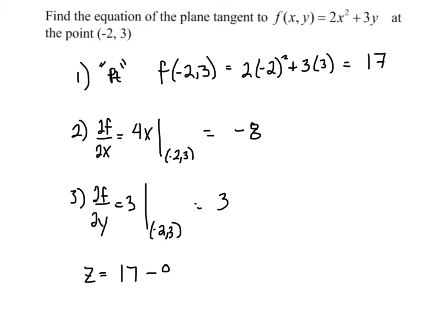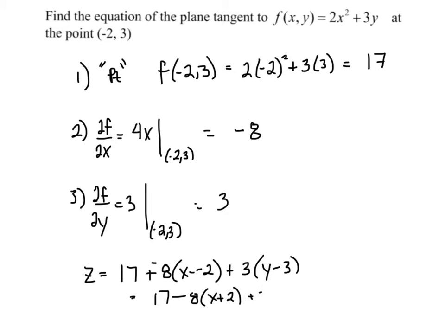So now, similar to when we did tangent lines, we have our point, minus, because it's minus, subtract 8, the x slope, and then x minus -2, which of course would be x plus 2. Maybe I should keep the signs as pluses for now. Plus 3, the y slope, y minus the y coordinate. So 17 minus 8 times x plus 2 plus 3 times y minus 3, and this is our tangent plane.